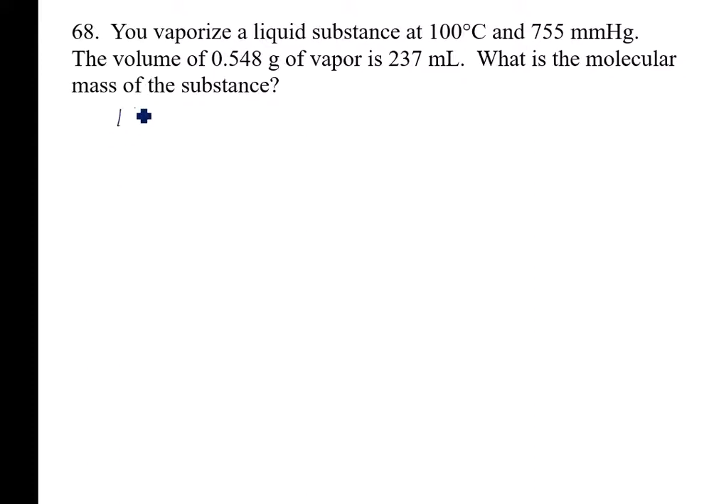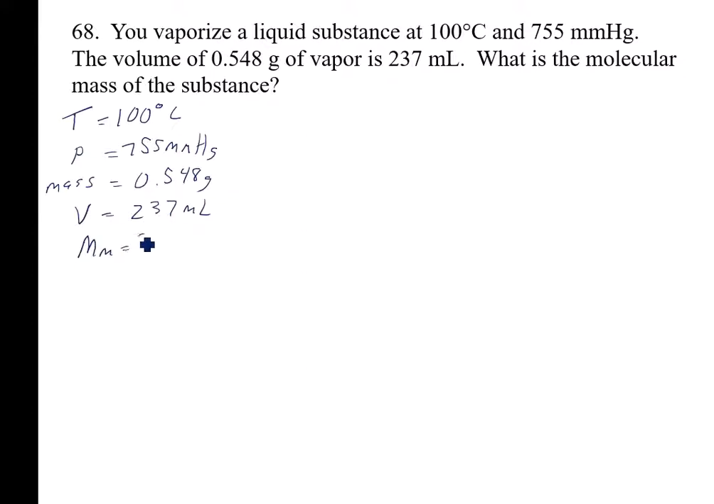Okay, so I have 100 degrees C, which is represented by T. I have 755 millimeters of mercury, which is represented by P. I have 0.548 grams, which is my mass, and I have 237 milliliters, which is my volume. So I have one temperature, one pressure, one volume, and it wants to know what is the molar mass. So again, I have pressure times molar mass is equal to density RT. The pressure still has to be in atmospheres, so I have to divide by 760.